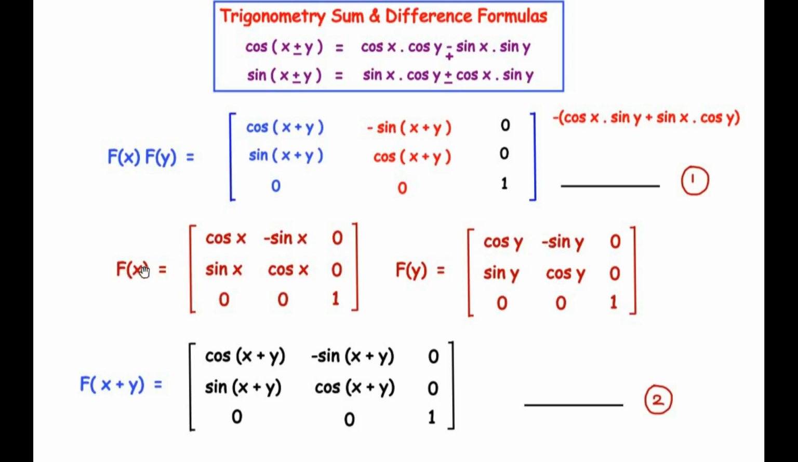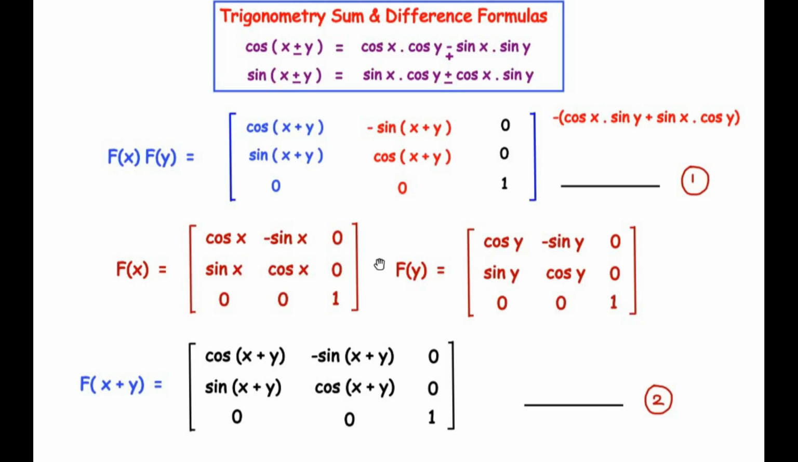So f of x plus y, replacing x with x plus y, all the elements are going to change as cos of x plus y, minus sin of x plus y. 0 stays the same because it does not have an x. Sin of x plus y, cos of x plus y, 0, 0, 0 and 1. Now this I have considered as equation 2. Now if you compare equation 1 and equation 2, they are absolutely the same.